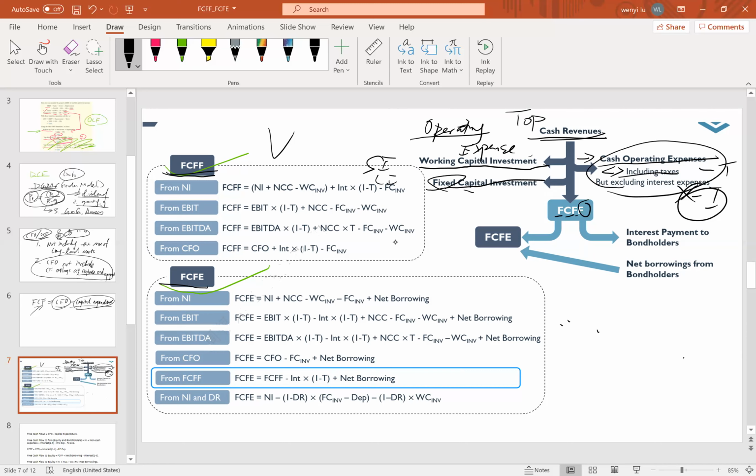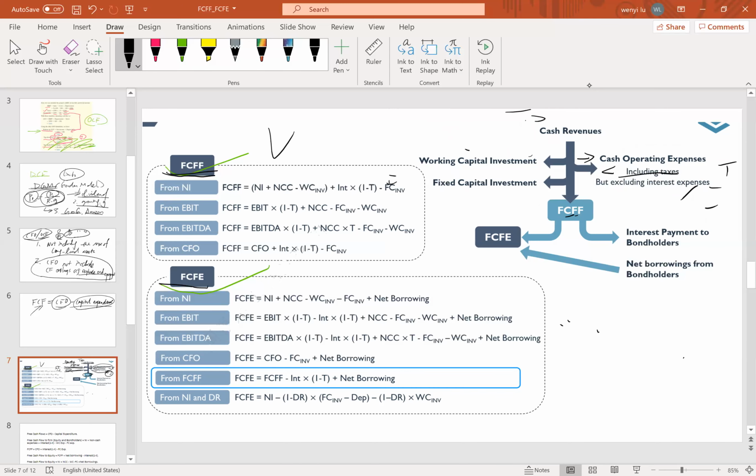So basically, our revenue minus cash operating expense, and also minus the working capital investment and the fixed capital investment, we have the free cash flow to the firm. So these cash flows are available to both shareholders and debt holders. That's the formula for the free cash flow to the firm. The most direct formula we can adopt is this one. That's very easy to understand, because it comes directly from our interpretation of this process.